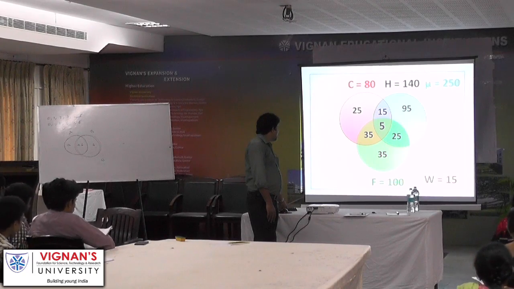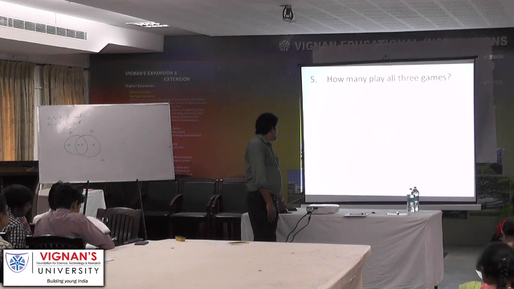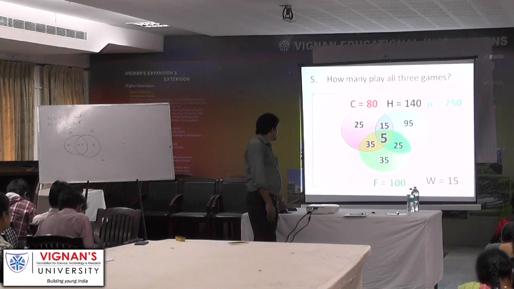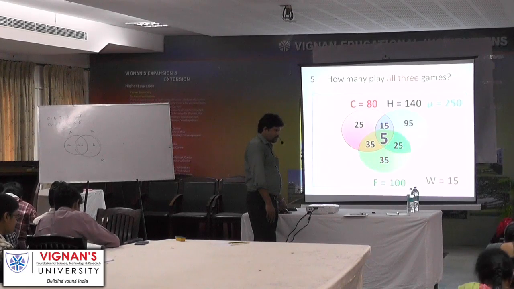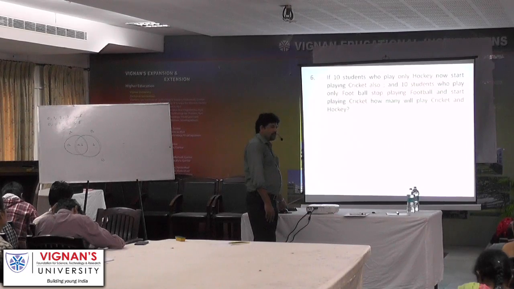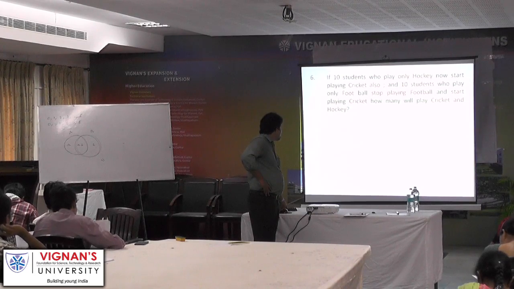We got everything. Now let us try to answer the questions. How many play all 3 games? 5. That's it. These are the questions that would be asked, right? If 10 students who play only hockey now start playing cricket also, and 10 students who play only football stop playing football and start playing cricket, how many will play cricket and hockey?